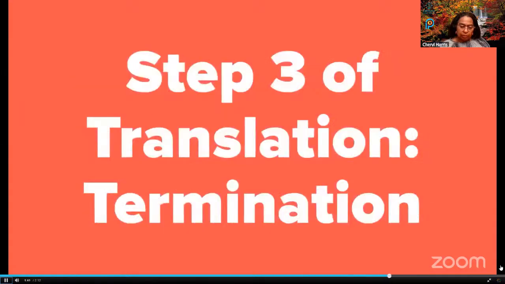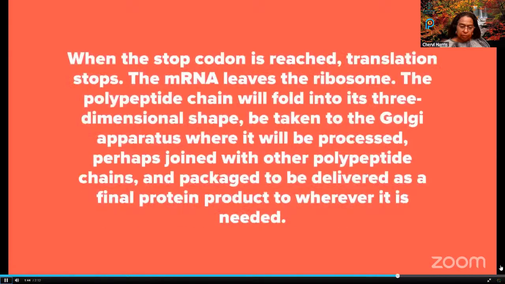Step 3 of translation, termination. When the stop codon is reached, translation stops. The mRNA leaves the ribosome. The polypeptide chain will fold into its three-dimensional shape, be taken to the Golgi apparatus where it will be processed, perhaps joined with other polypeptide chains, and packaged to be delivered as a final protein product to wherever it is needed.